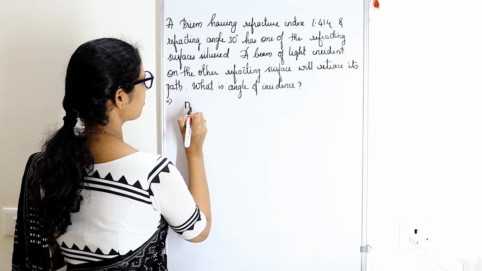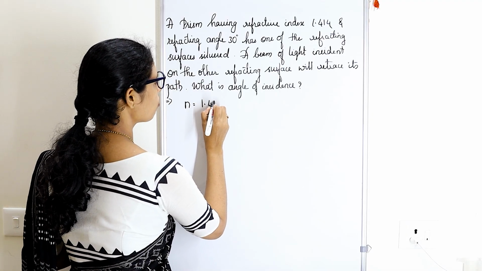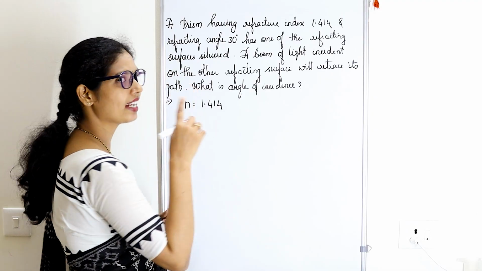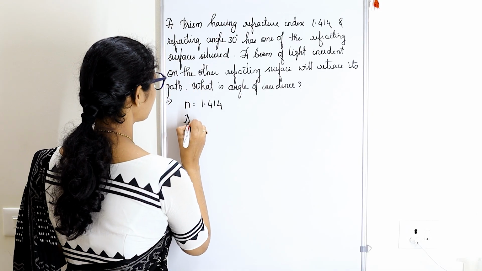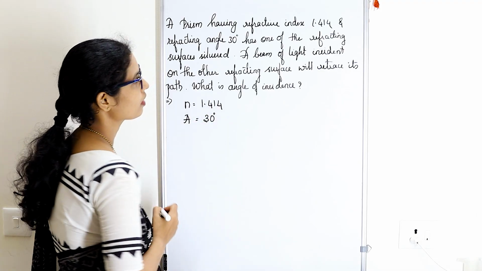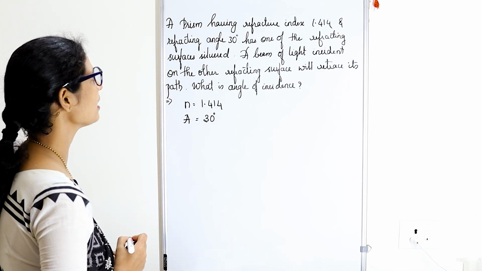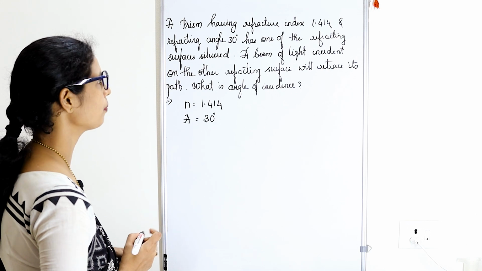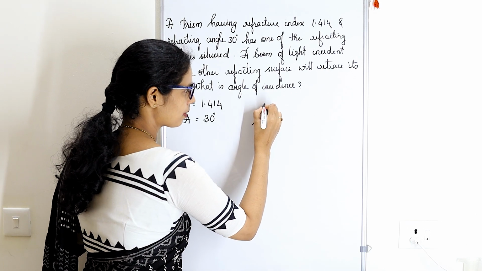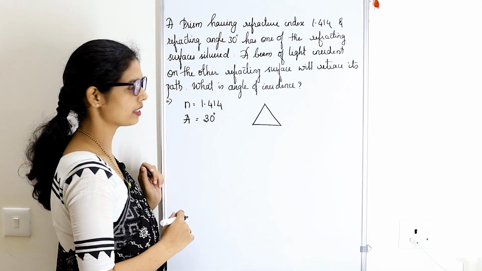So they have given the refractive index of the prism, that is 1.414, and then the refracting angle is nothing but the angle of the prism. So I'll write it as A equals 30 degree. It has one of the refracting surfaces silvered. We'll draw the diagram of the prism for reference. So here is the prism. Let's say this is the prism.